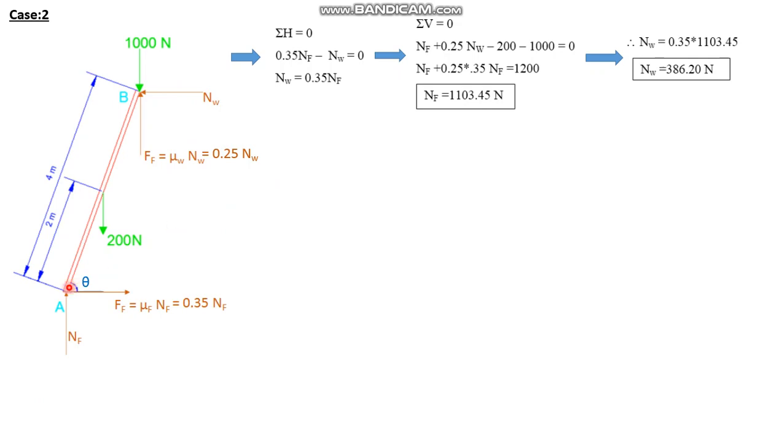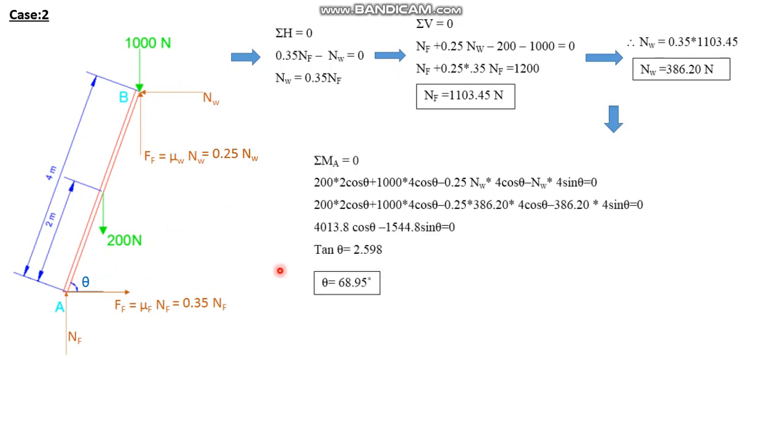Next we have to solve for theta. If you take moment about A equal to 0, what is moment about A? 200 into this horizontal distance, 2 cos theta, and 1000 into 4 cos theta, minus 0.25 NW into 4 cos theta, because this produces anti-clockwise, and minus NW, this is also anti-clockwise, into 4 sin theta is equal to 0.